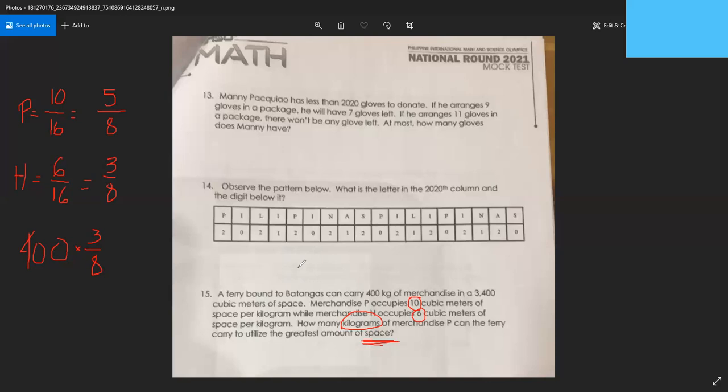Now, why did I use 3 over 8? In this problem, what we're going to do is reverse the percentage of the volume. So for the weight, this will be now the weight of P, and this will be now the weight of H. So we do the reverse thing. That is why I multiply 400 by 3 over 8, and we will get 150 kilograms. So that's how we do item number 15. It's quite easy.